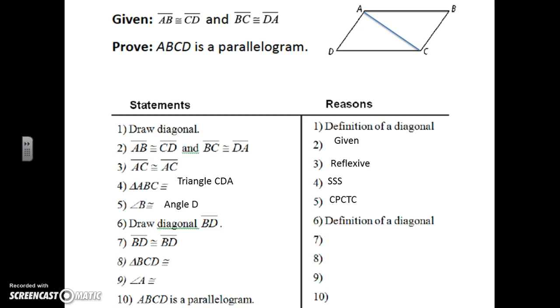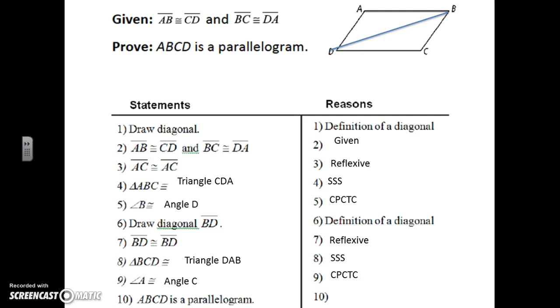Now, I'm going to switch diagonals and do this exact same process again, but for the other half of the parallelogram. I'm going to draw a diagonal from D to B, take away the one from A to C, and I know that BD is congruent to BD by reflexive property. Therefore, triangle BCD is congruent to triangle DAB by side-side-side. Therefore, angle A must be congruent to angle C by CPCTC.